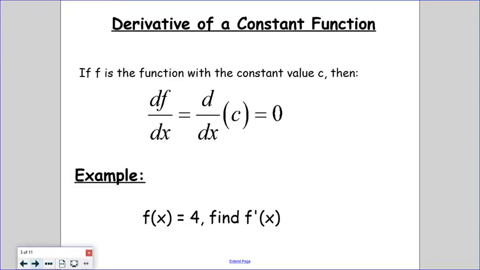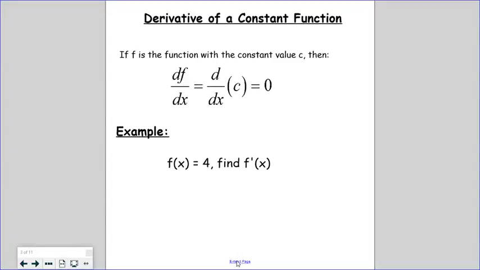So as we look down at our example here, f of x equals 4, find the derivative, or find f prime. And again, if it is a constant, I don't have any work or thought to do. The derivative of any constant is just 0.